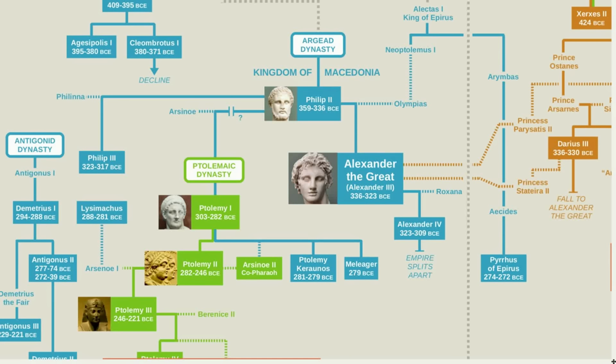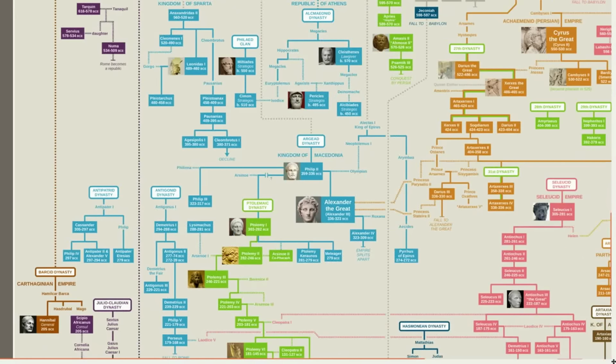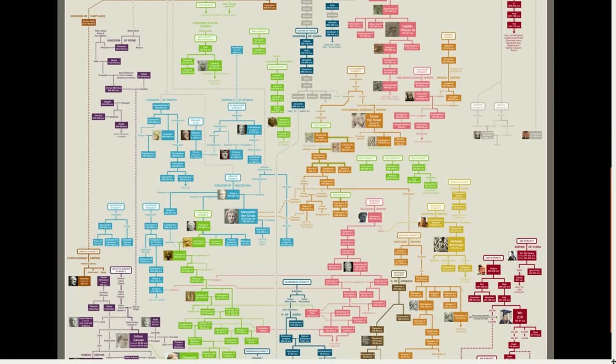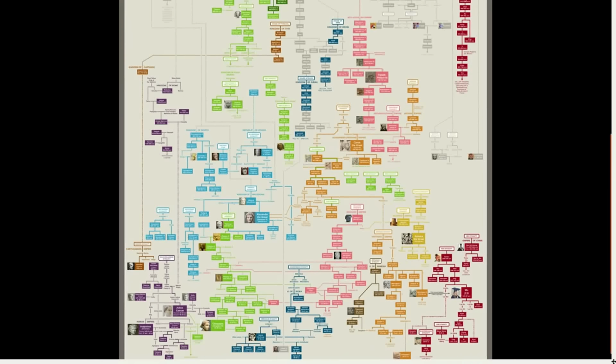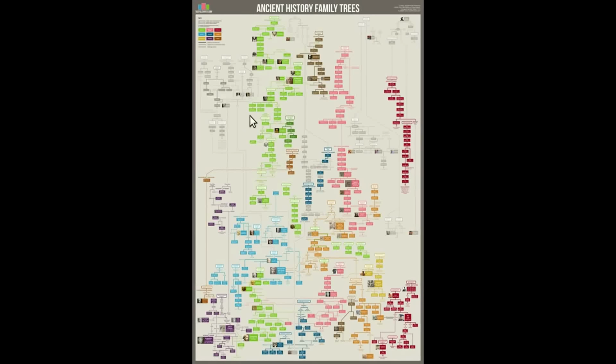So that was a look at the family tree of Alexander the Great, as well as some of the Diadochi. As mentioned, this is all part of a brand new poster called Ancient History Family Trees, which covers from about 1600 BCE to 100 CE.